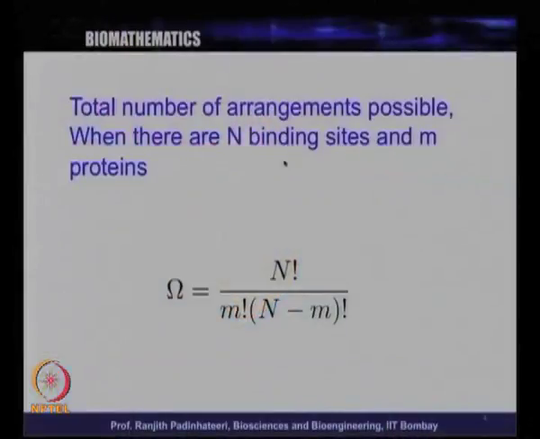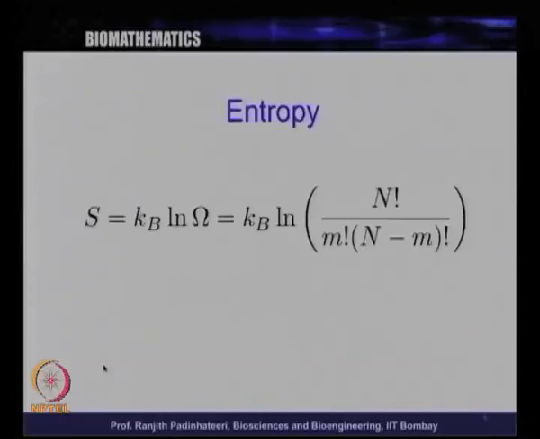So, here is the total number of arrangements possible when there are n binding sites and m proteins bound. If you want m proteins to bind, so m bound proteins, that is what I mean here, then this many arrangements are possible. So, this is omega, then the entropy has to be Kb log of omega. So, S is equal to Kb log omega, which is Kb log of n factorial by m factorial into n minus m factorial. Okay, so, now what is this? So, this is our entropy.